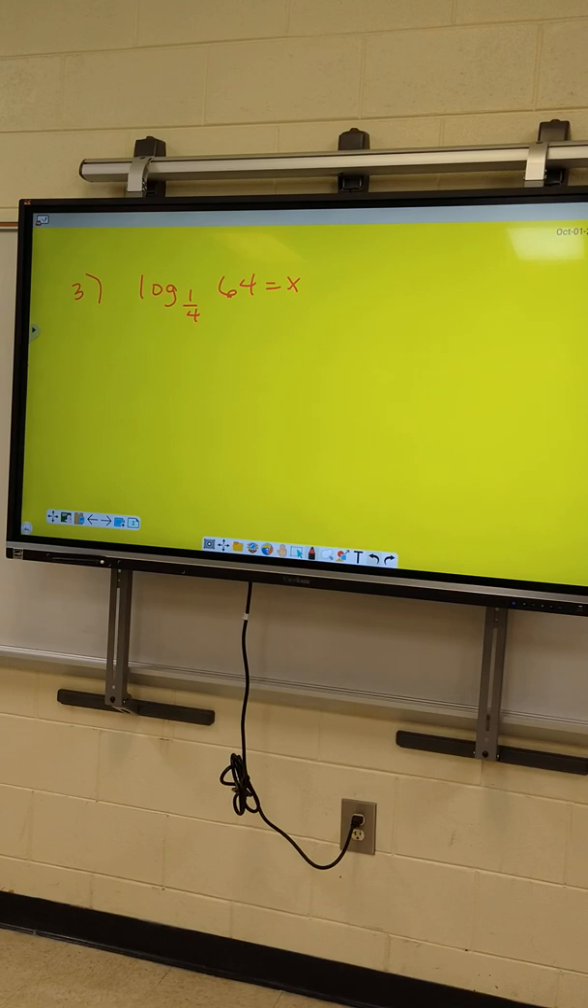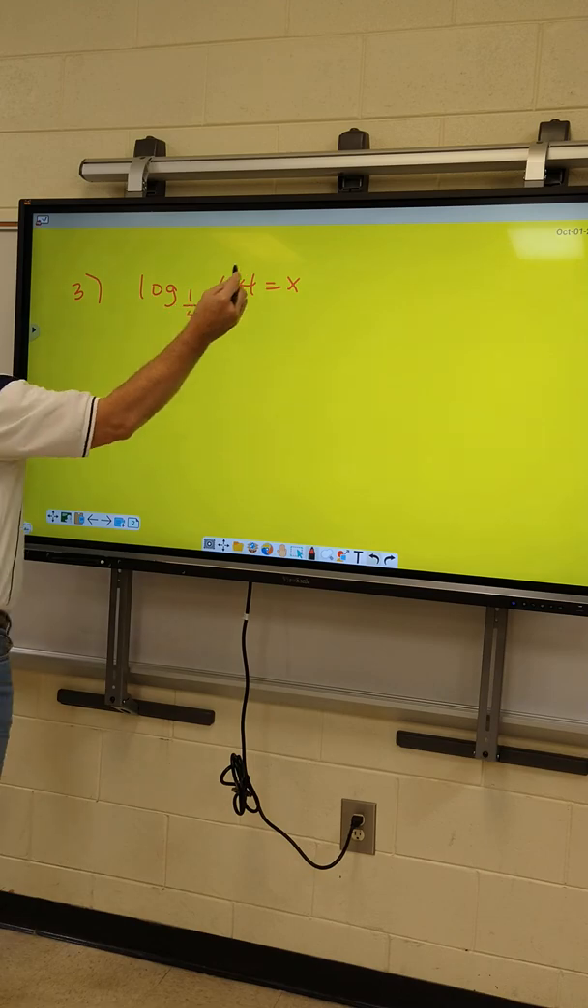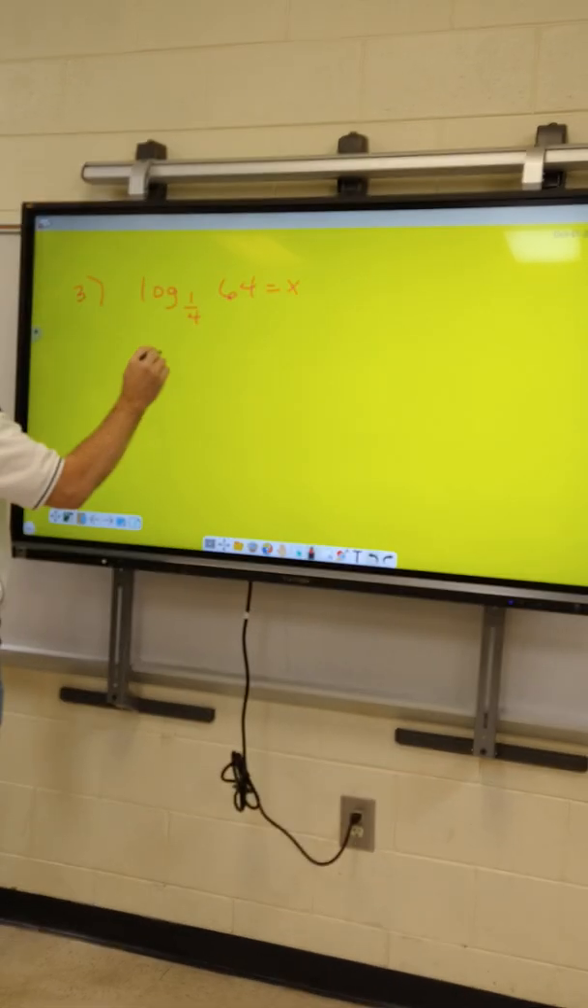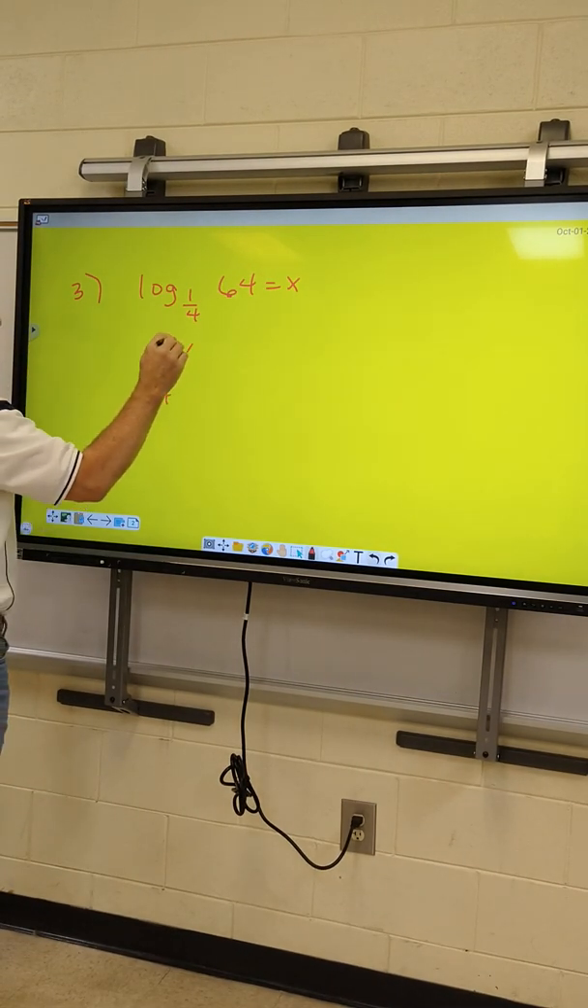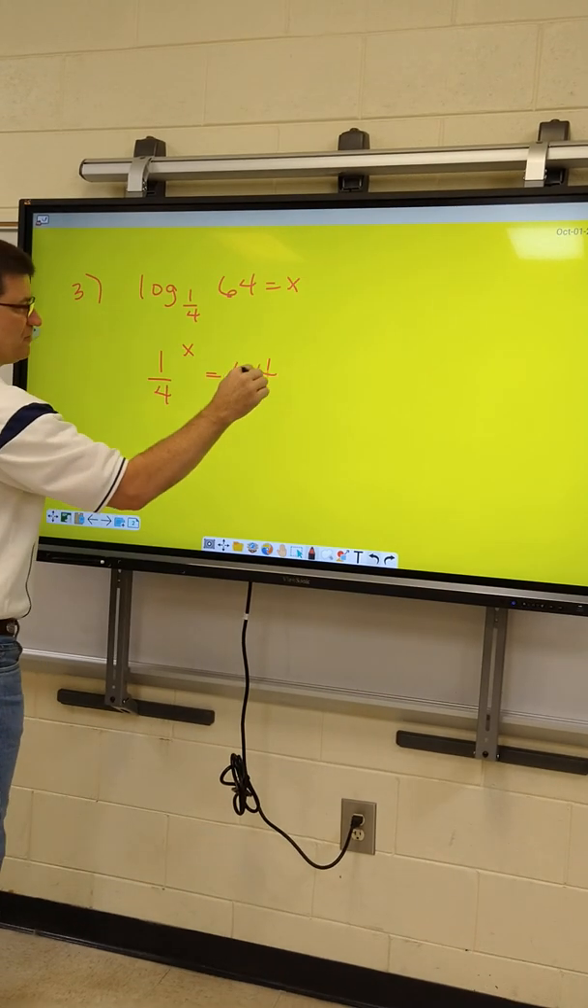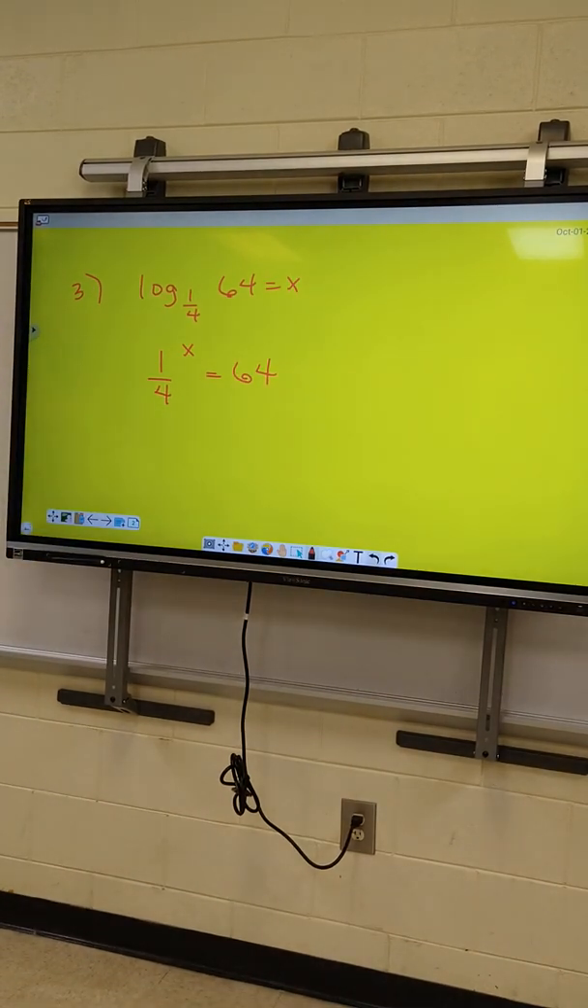All right, Alice, can you set that one up for us? The way we set up 1 and 2? This is 64 to the x power. All right, it's 1/4 to the x power equals 64. Now, we actually went over this Wednesday, how to solve it when you got a fraction. Okay? All right, so I'm guessing y'all probably forgot.